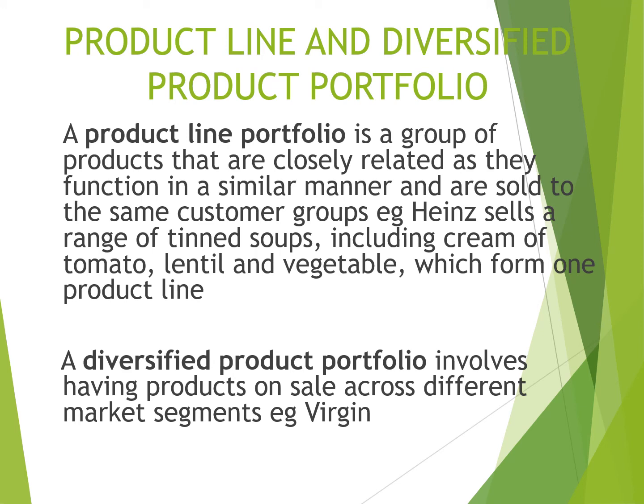And a product line portfolio is a group of products closely related as they function in a kind of similar manner and sold to the same customer group. So if you think of Heinz, they've got a variety of soups, cream of tomato, lentil, vegetable, etc. And that forms a product line. The products are made in a similar fashion, just with different ingredients.